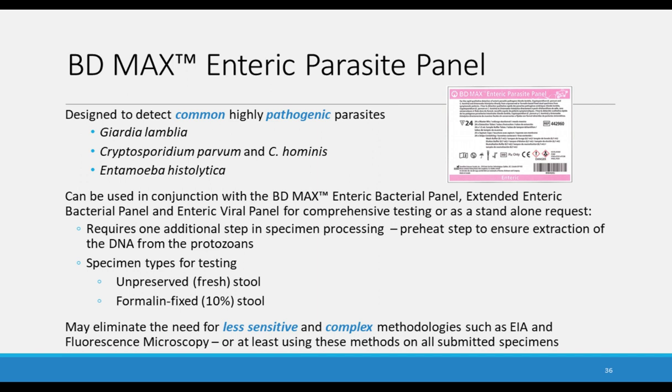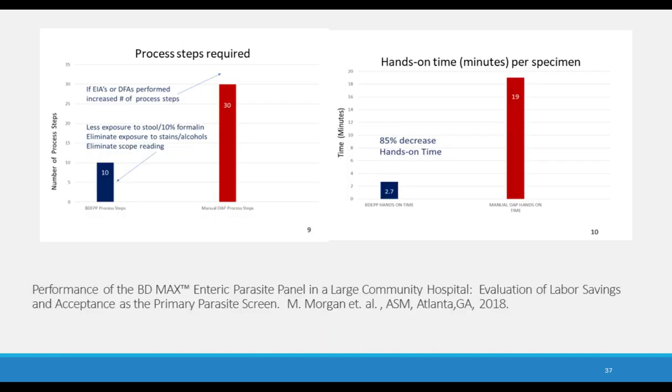So this gives us the capability of not rejecting those unpreserved stools. It can also eliminate the need for the less sensitive and complex methodologies, such as all the EIAs that we used to do for Cryptosporidium and Giardia to supplement our manual testing, which might have been insensitive. We also have less need for fluorescent microscopy, so you would not have to have those methods available in your laboratory. So I think this has really greatly helped us in our lab.